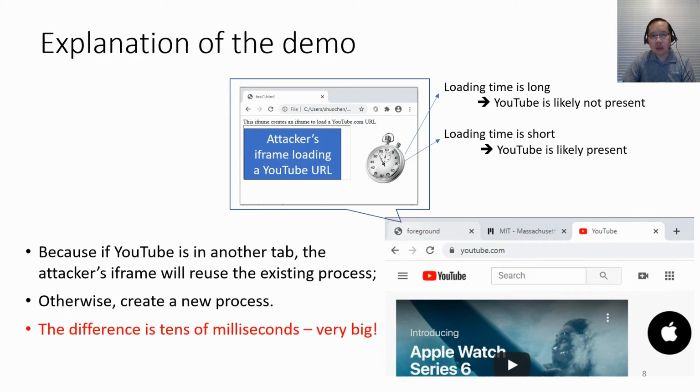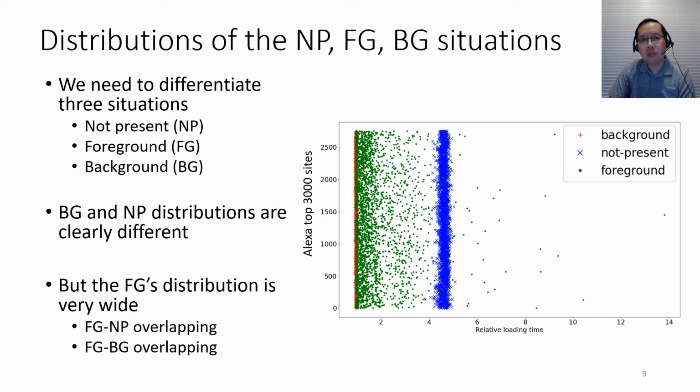This is because if YouTube is in another tab, the attacker's iframe will reuse the existing process. Otherwise, it will create a new process. The difference is tens of milliseconds, which is very big. We measure each of Alexa top 3000 sites in the not present, foreground, and background situations, or NP, FG, BG.